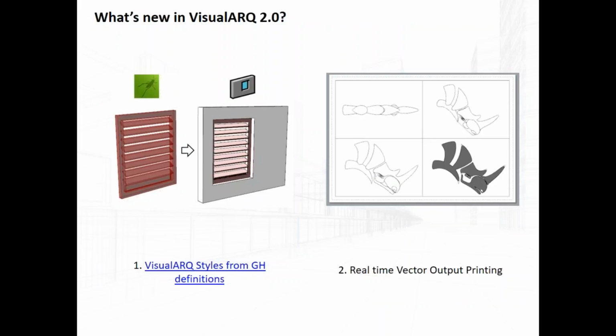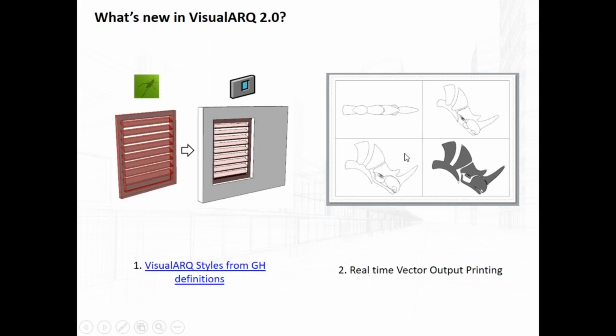So we'll show you now the main features of the upcoming VisualARQ 2.0 version. And the main one is this option that I was mentioning, creating the visual object directly from Grasshopper definitions. This will be very useful even for those who don't know how to work with Grasshopper, because everything will be seen inside the VisualARQ dialogs. We'll see an example of this integration later on.